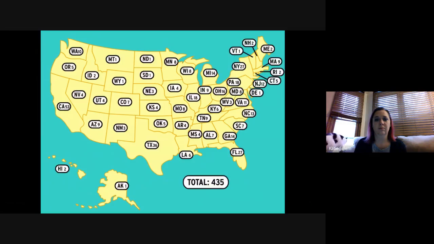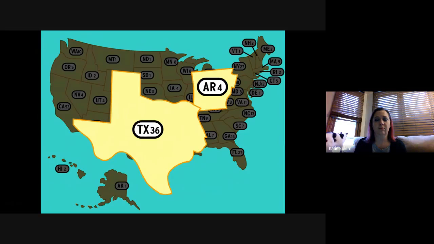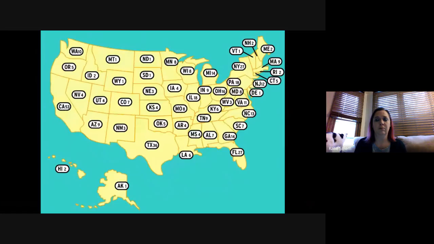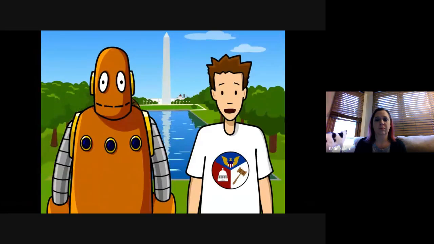There are a total of 435 seats in the House of Representatives. The number of representatives sent to the House varies from state to state. The bigger the state's population, the more representatives it gets. The Senate always has 2 representatives per state. So, with 50 states, that makes 100. Voters elect 2 senators from each state, regardless of population size.